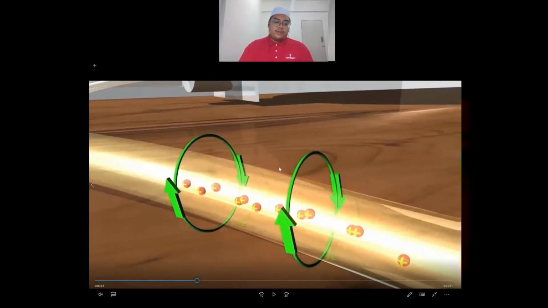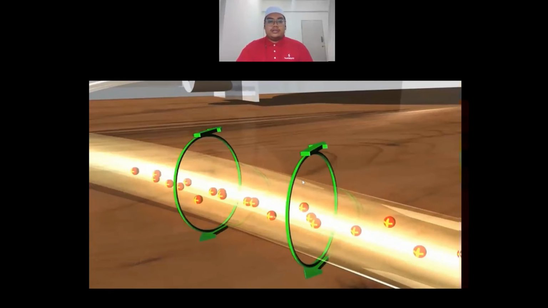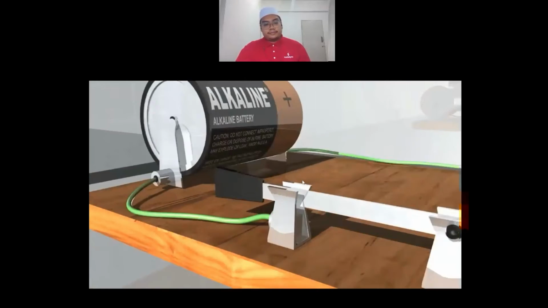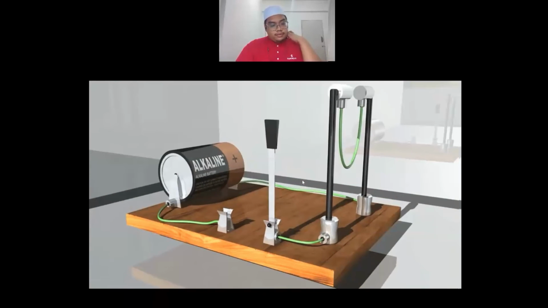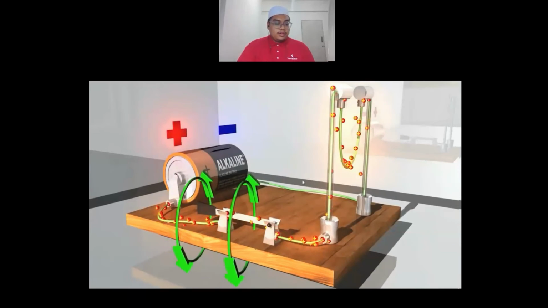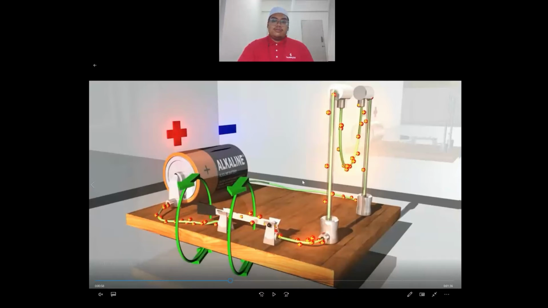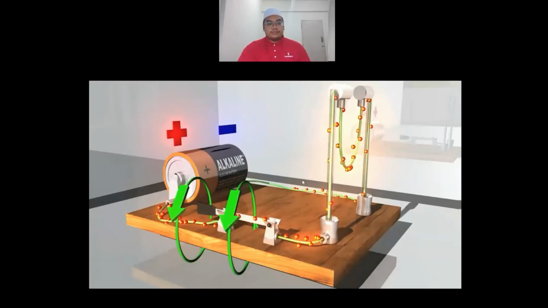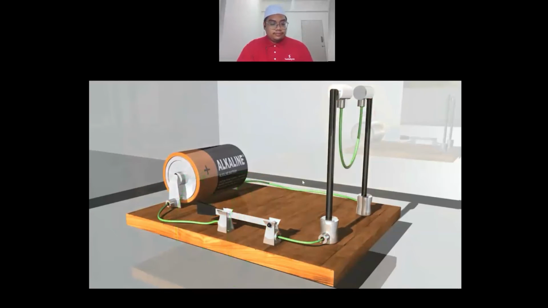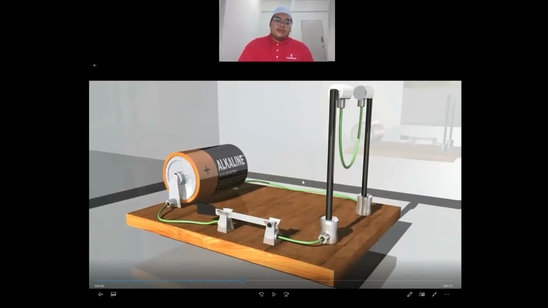When the particle is moving, it creates a little magnetic field around the wire. As you can see, the green direction is the magnetic field around the wire. When we flip the direction like this, the magnetic field circle also goes around following the movement of the electron particle. This magnetic field is created by the electricity from the battery.